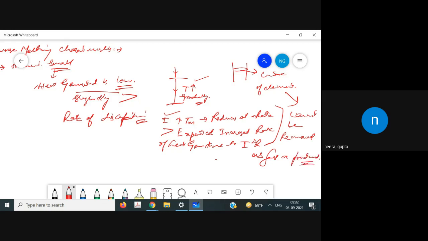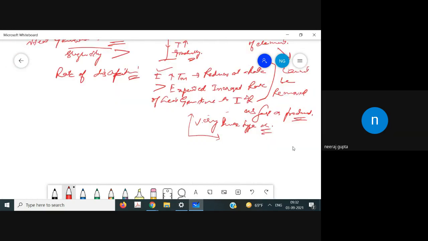So it cannot be removed as fast as it is produced. So this gives the fuse the very inverse type characteristics. So we can have the very inverse type characteristics in that. Because of that, many fuses sometimes have very inverse type characteristics, which is required in many of the applications.